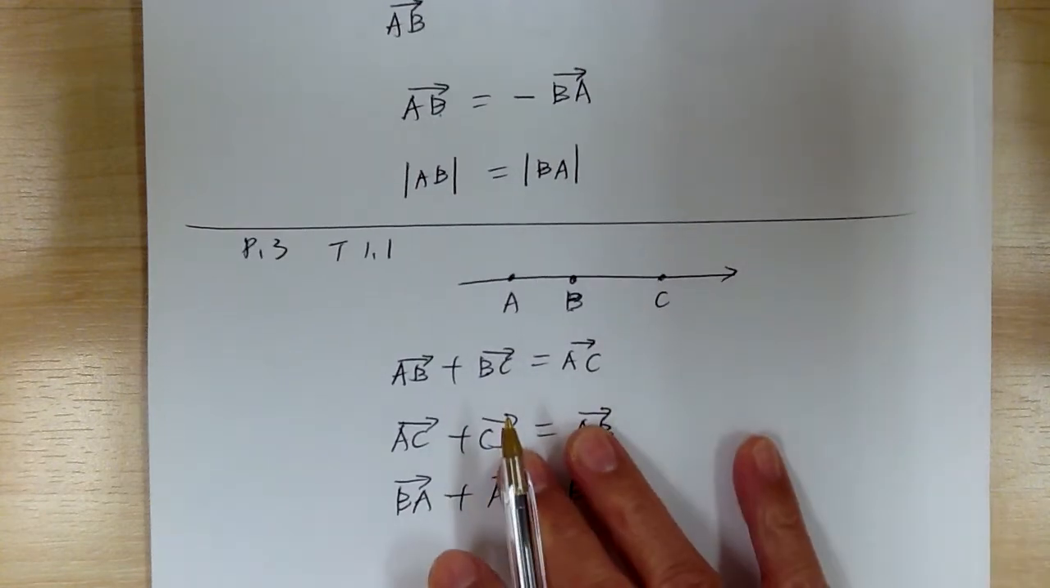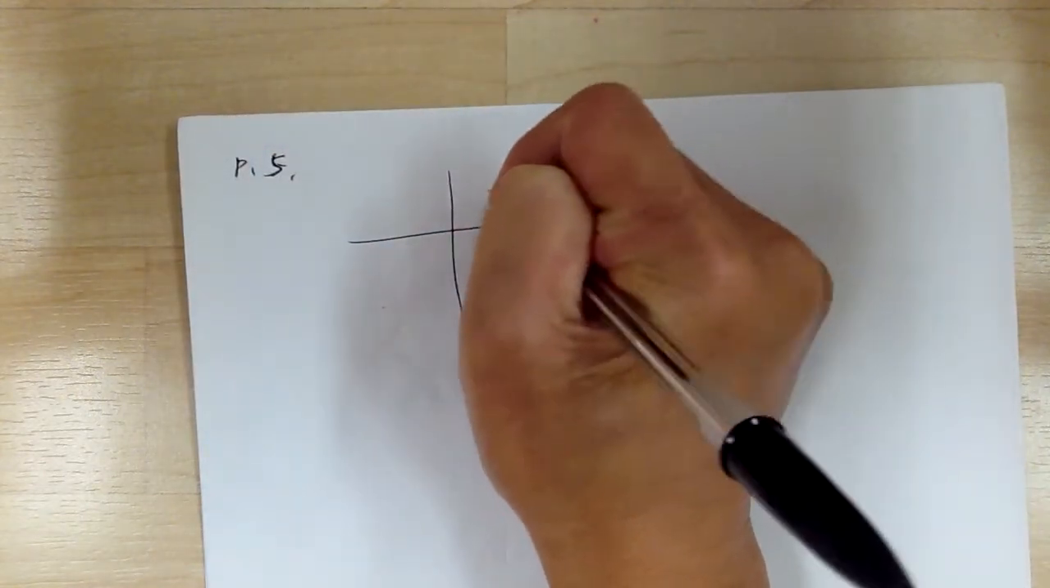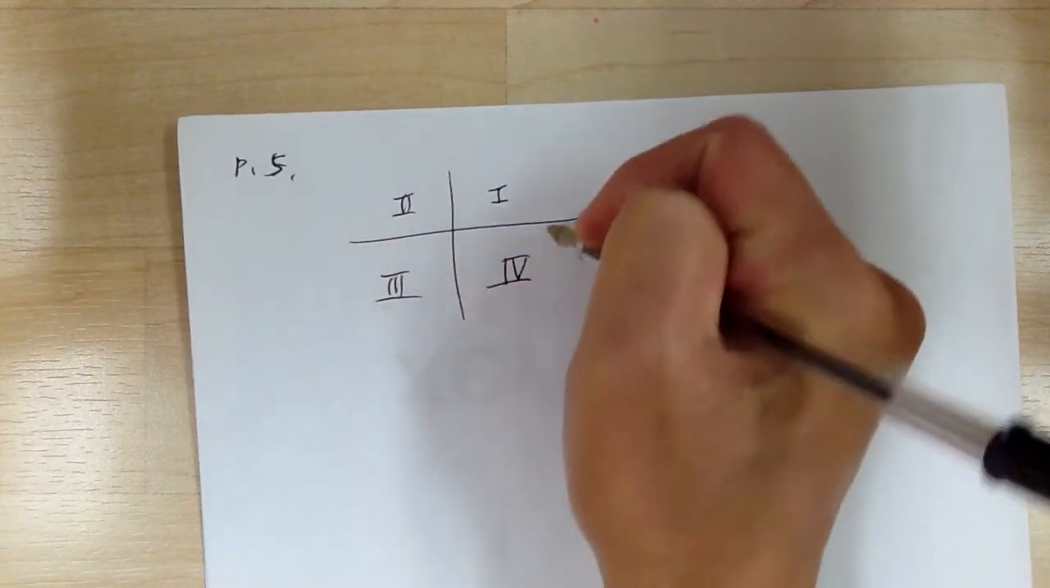Now, on page 5, you need to know the quadrants of rectangular coordinates. Again, all these are very basic concepts. Okay, so this is quadrant 1, quadrant 2, quadrant 3, quadrant 4.